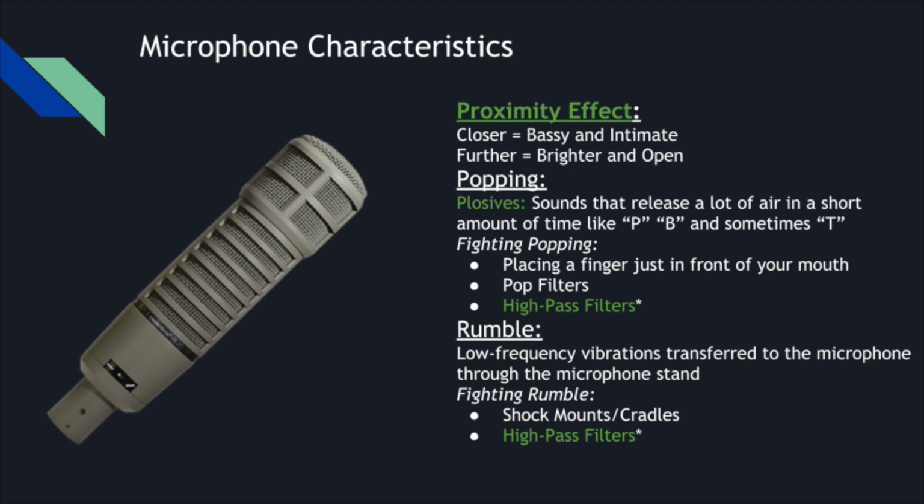There's also rumble. Anytime you have these low frequency vibrations that get transferred into a microphone, whether they move through the air or even through the microphone stand that they're attached to, that can create some unwanted noise. They make shock mounts and cradles, things that help decouple the microphone from the environment around it. You also just want to avoid tapping on your microphone, because that's how you get a lot of that rumble. High-pass filters will also help you with rumble.